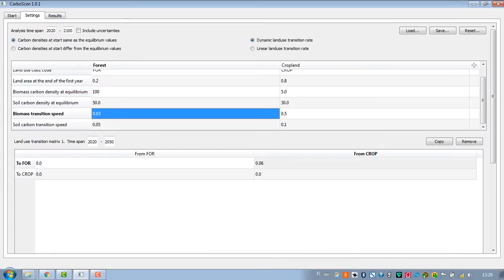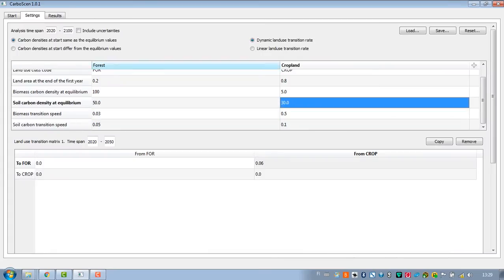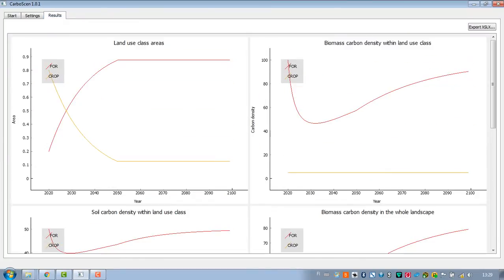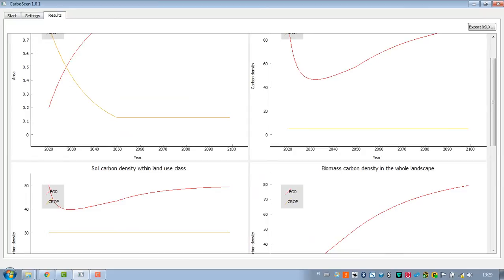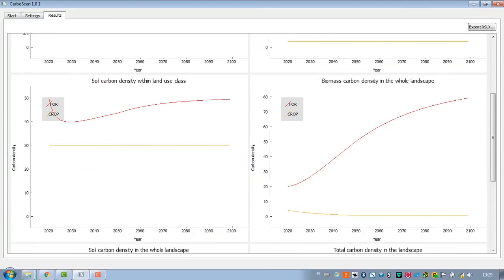Let's go back. So they were 50 and 30. If we go to the results, you can see the same thing as in this top right panel, but now these lines are closer to each other, because also the carbon equilibrium density difference is much smaller. Okay. The same thing. All right.